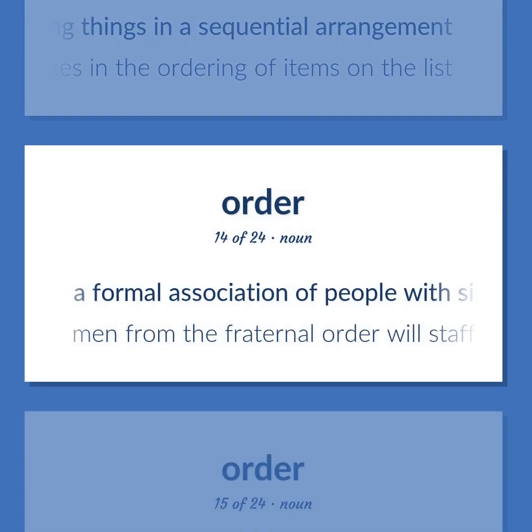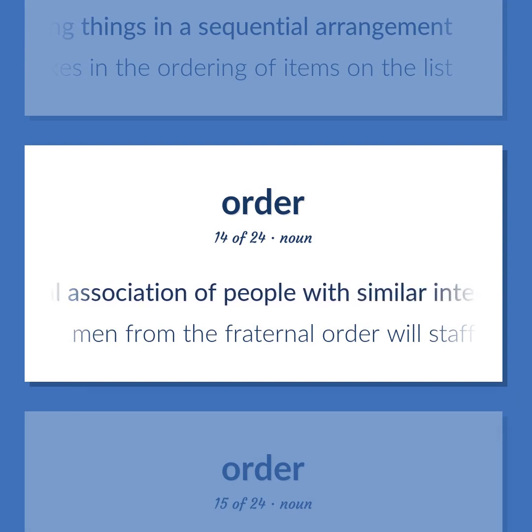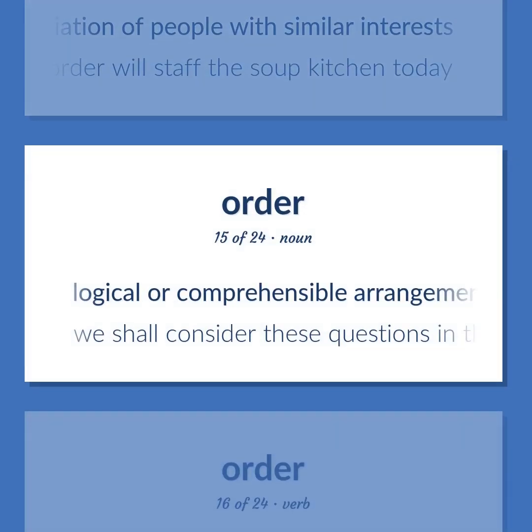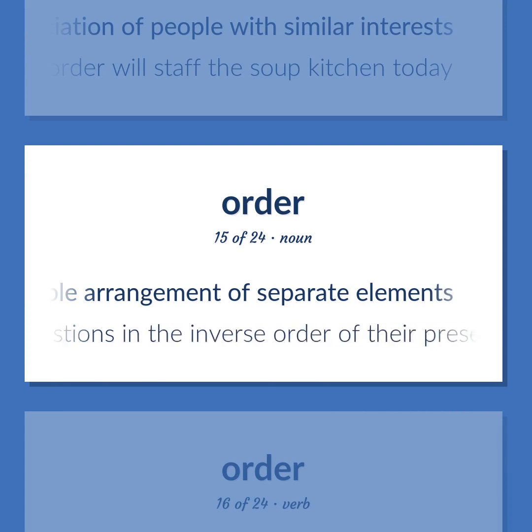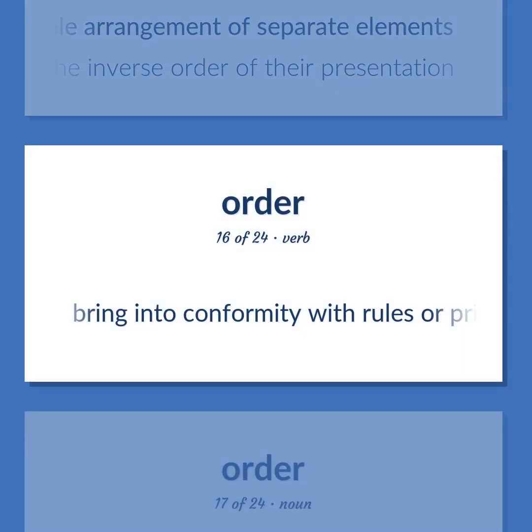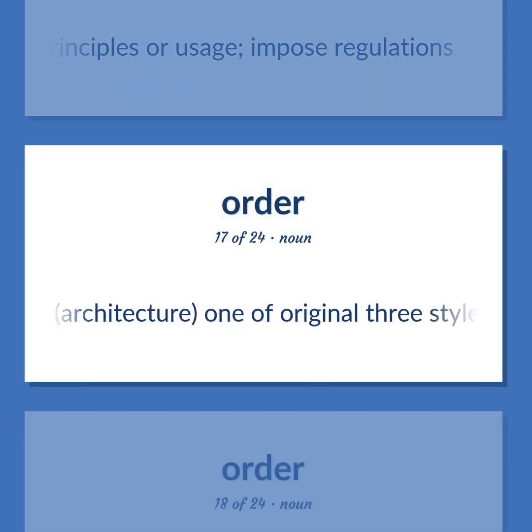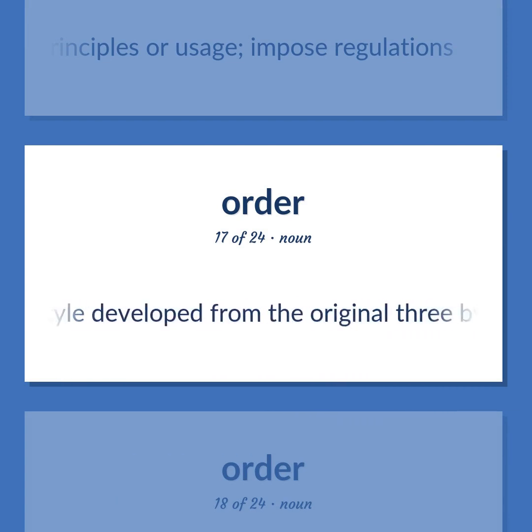A formal association of people with similar interests. Men from the fraternal order will staff the soup kitchen today. Logical or comprehensible arrangement of separate elements. We shall consider these questions in the inverse order of their presentation. Bring into conformity with rules or principles or usage. Impose regulations. Architecture. One of the original three styles of Greek architecture distinguished by the type of column and entablature used, or a style developed from the original three by the Romans.